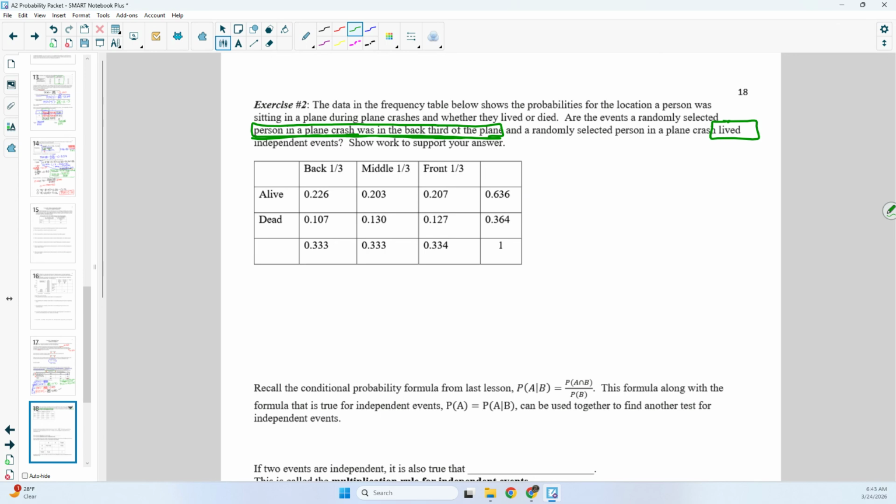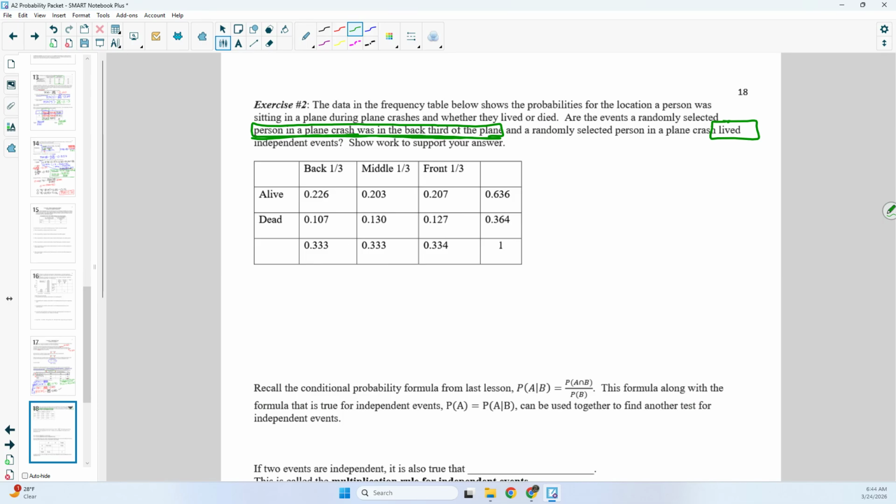So we're trying to see if there's some sort of correlation between where you sit on a plane and if you lived or died in a plane crash. First off, we're already kind of in a conditional probability because we're only looking at people in a plane crash, but that's not really what we think of as our condition. That's just the only data that was collected. The total data was from people who had been in a plane crash.